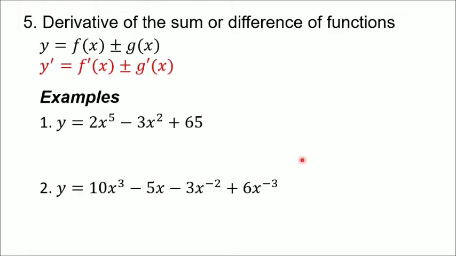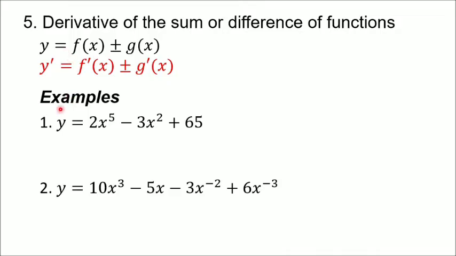For rule number 5, we have the derivative of the sum or difference of functions. Ito ay pinagsama lang ng mga terms ng functions. So, may plus or minus. Like this, y equals f of x plus or minus g of x. So, the derivative of this is just equal to the derivative of each term. So, ibig sabihin, kunin lang natin yung derivative ng bawat term, i-add or i-minus lang din natin, yun na yung magiging derivative ng buong function.